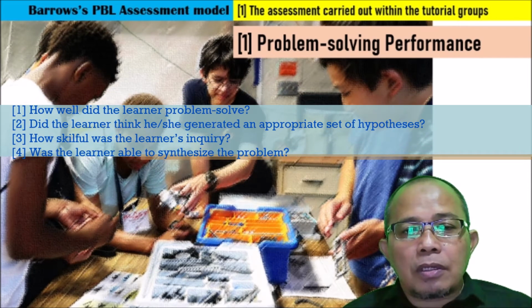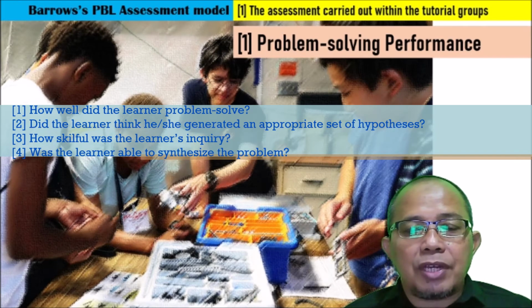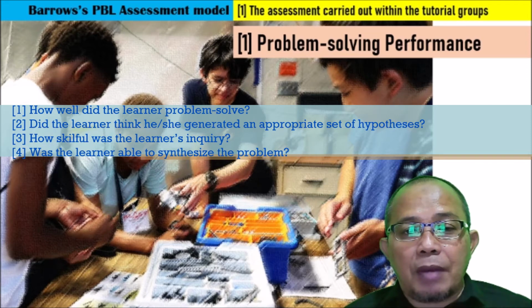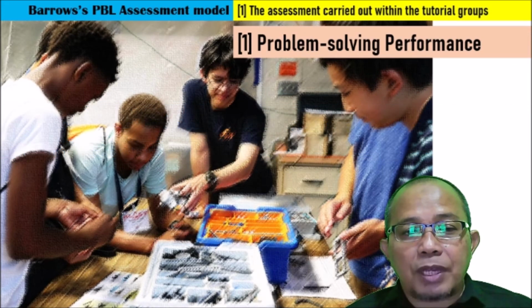2. Did the learner think he or she generated an appropriate set of hypotheses? 3. How skillful was the learner's inquiry? And 4. Was the learner able to synthesize the problem and make good decisions about the cause and management? Since problem solving is a group process and no one performs the entire process in front of the group, this critique has to be based on the group member's recall of his or her own thinking about the problem at the time.